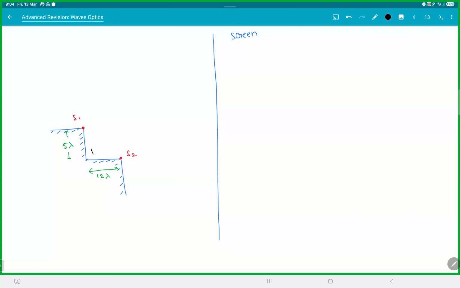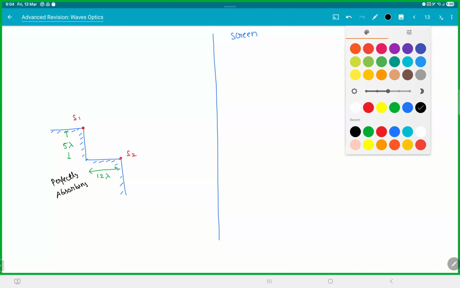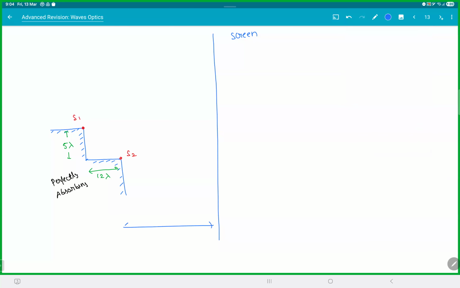This is a perfectly absorbing material. So we don't want light to bounce off the material here. Okay, and the screen is very, very far. Find the number of maximas and minimas on the screen. And you can even find the positions, but yeah, let's get the number of maximas and minimas on the screen.